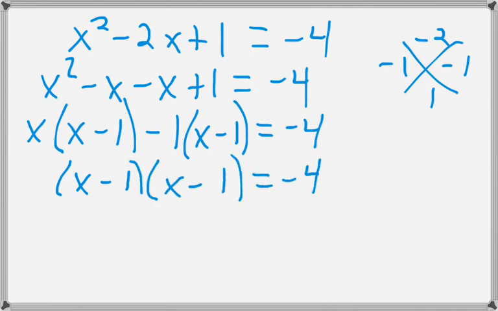But when we're doing a completing the square problem, we should always get the same factor twice when you're factoring. Because that was the whole point, was that we want to write the left side like this.